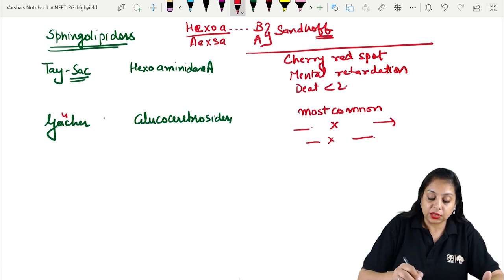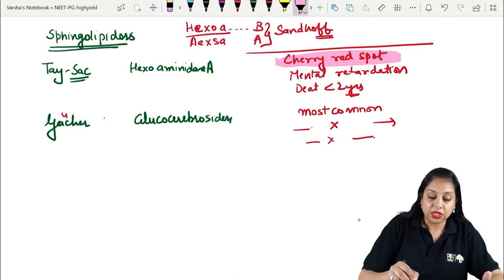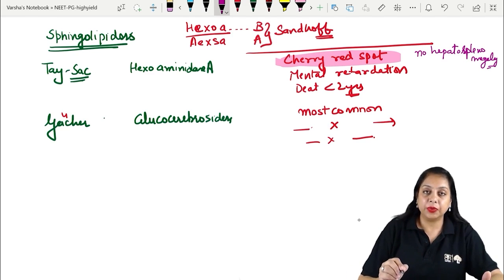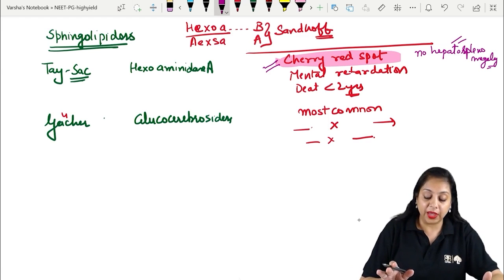In Tay-Sachs disorder, death is within 2 years. But in the question, no cherry red spot was given, and no hepatosplenomegaly. So that's why we never picked this choice in the question. You should be looking for the cherry red spot, and no hepatosplenomegaly was there.